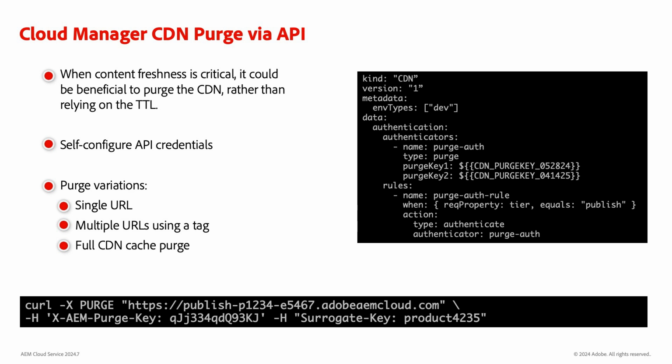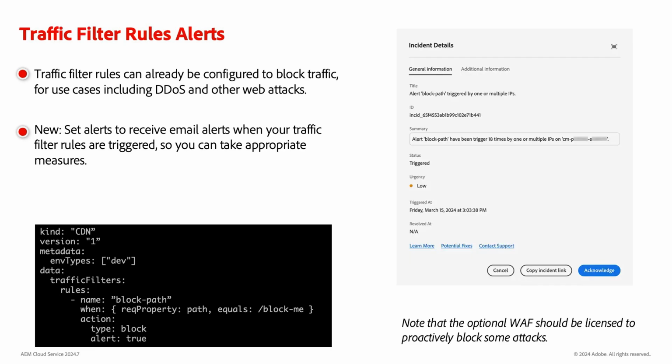If you're using the built-in CDN provided as part of Adobe Experience Manager Cloud Service, then you might find the need to manually purge the CDN content. There's now an option to execute a purge command to clear out the cache on demand. As you can see in the examples, there are different purge variations such as single URL, multiple pages, or the full CDN cache. And finally for this release, a new traffic filter rule enhancement.